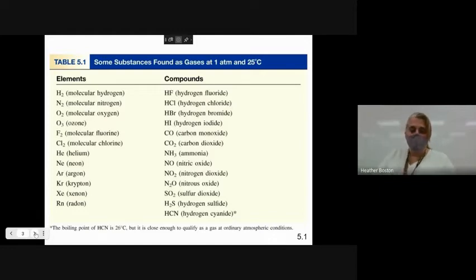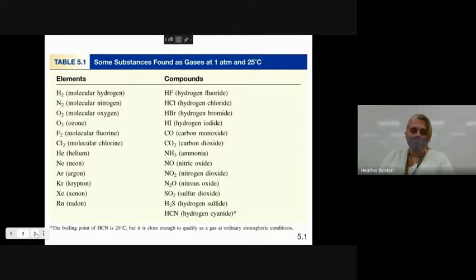Ammonia, super common cleaning product. It is a gas at standard conditions, but it loves to dissolve in water. So that's why when you go to the store and buy ammonia off the shelf, it looks like a liquid. Ammonia is actually a gas, but it loves water. So it will dissolve easily, and that's what you're buying.